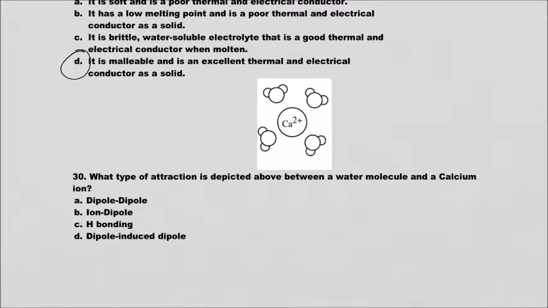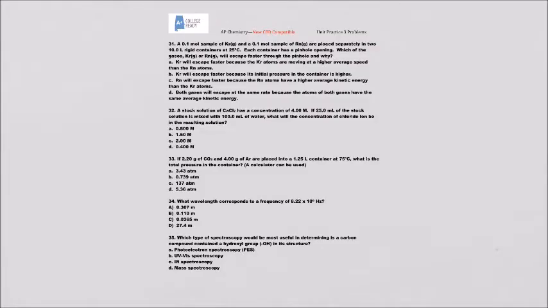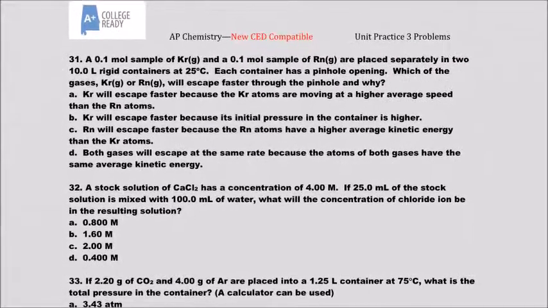30, what type of attraction is depicted between water and a calcium ion? Well, no question, this is ion and water is a dipole. B. All right, moving right along.